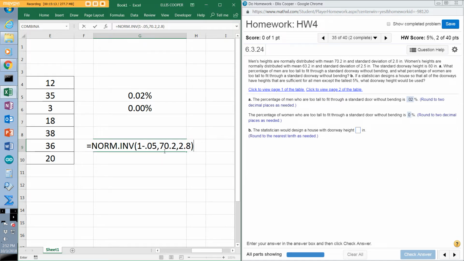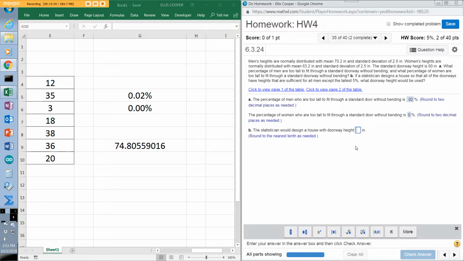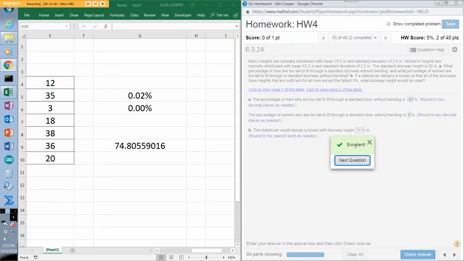And let's look at the formula before we see whether this comes out correct. Okay, so we're talking about that 95% of the men are shorter than the desired height. And the desired height is 74.8 inches to the nearest tenth. Before we say anything more, let's make sure that comes out right. 74.8. Okay, so that came out right.